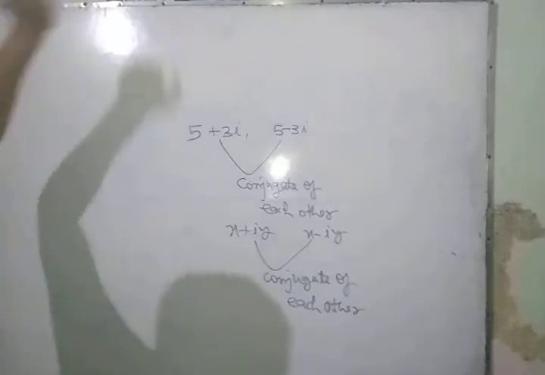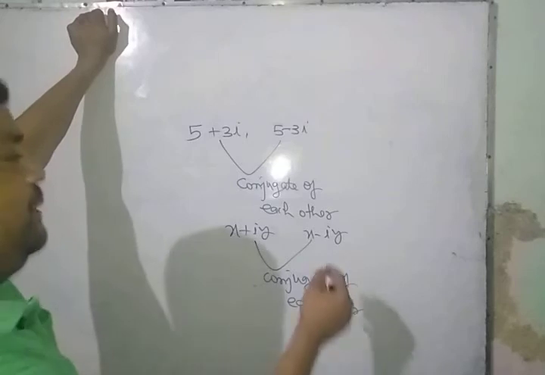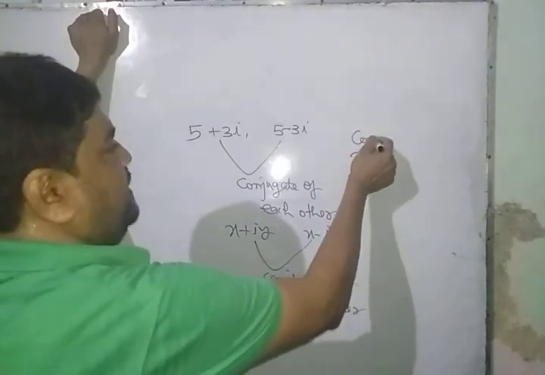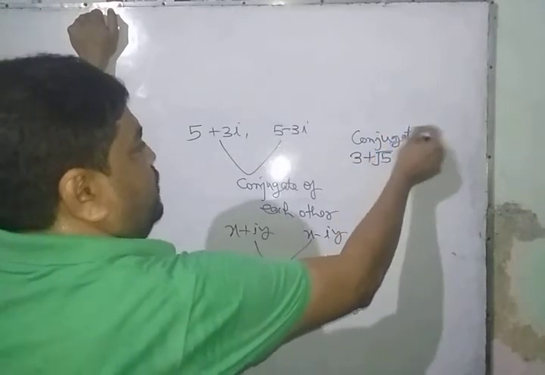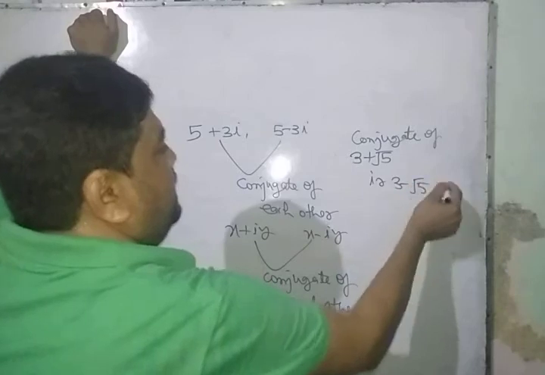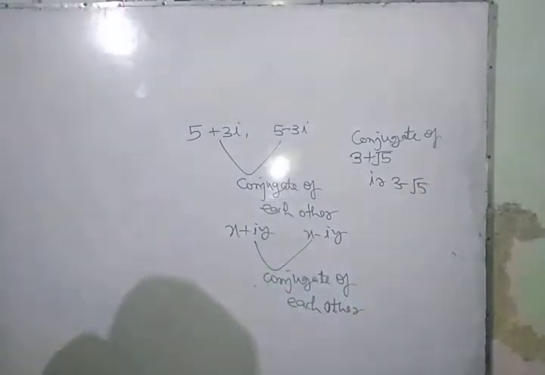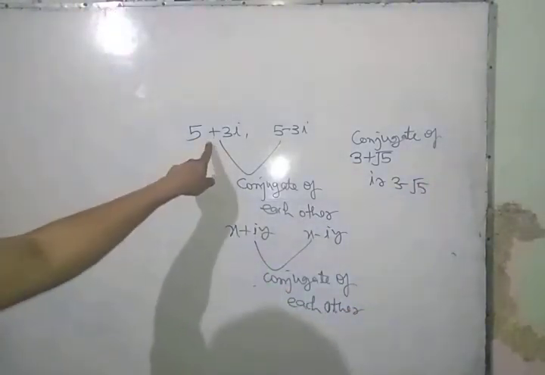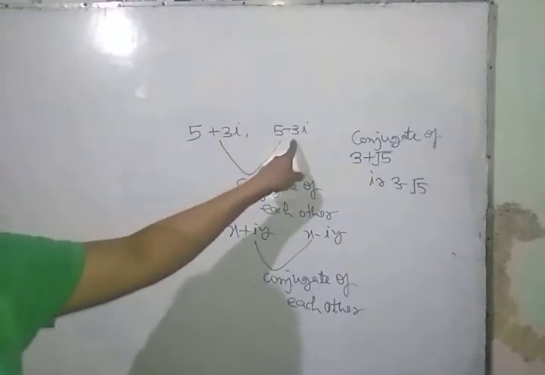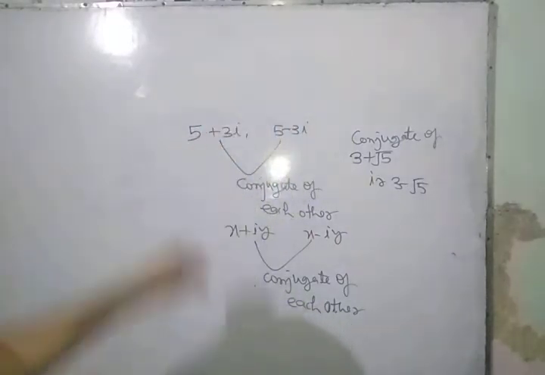Similar as you have read in the case of rational and irrational numbers. For example, 3 plus root pi. So what will be the conjugate of 3 plus root pi? You will say that the conjugate of 3 plus root pi is 3 minus root pi. Similar is the case in the case of complex numbers. What will be the conjugate of 5 plus 3i? It will be 5 minus 3i. What will be the conjugate of 5 minus 3i? It will be 5 plus 3i.